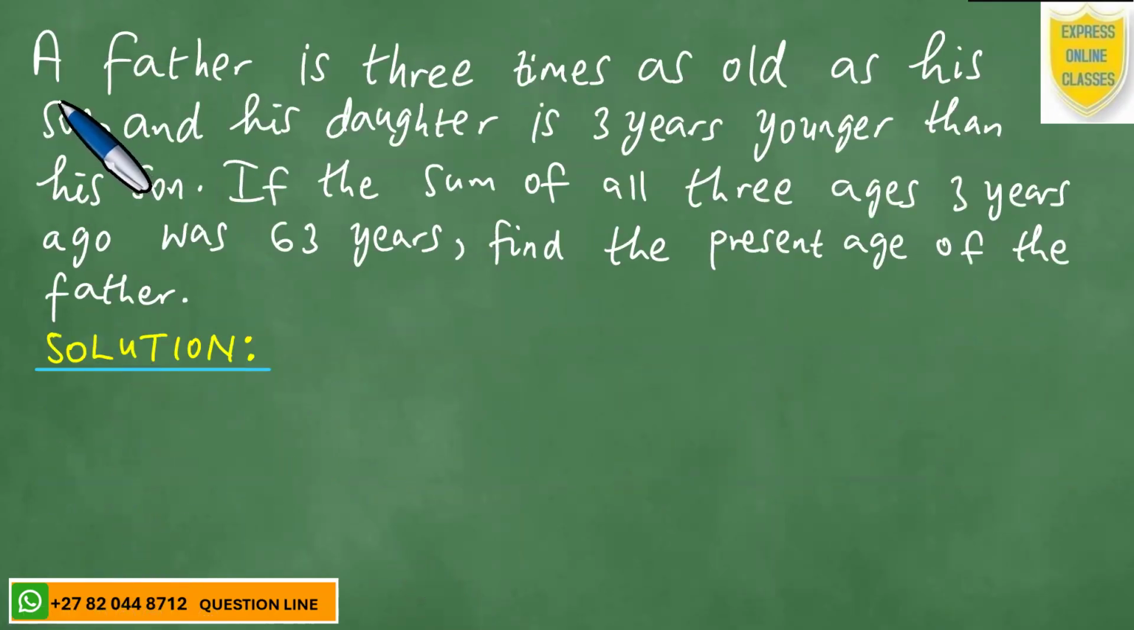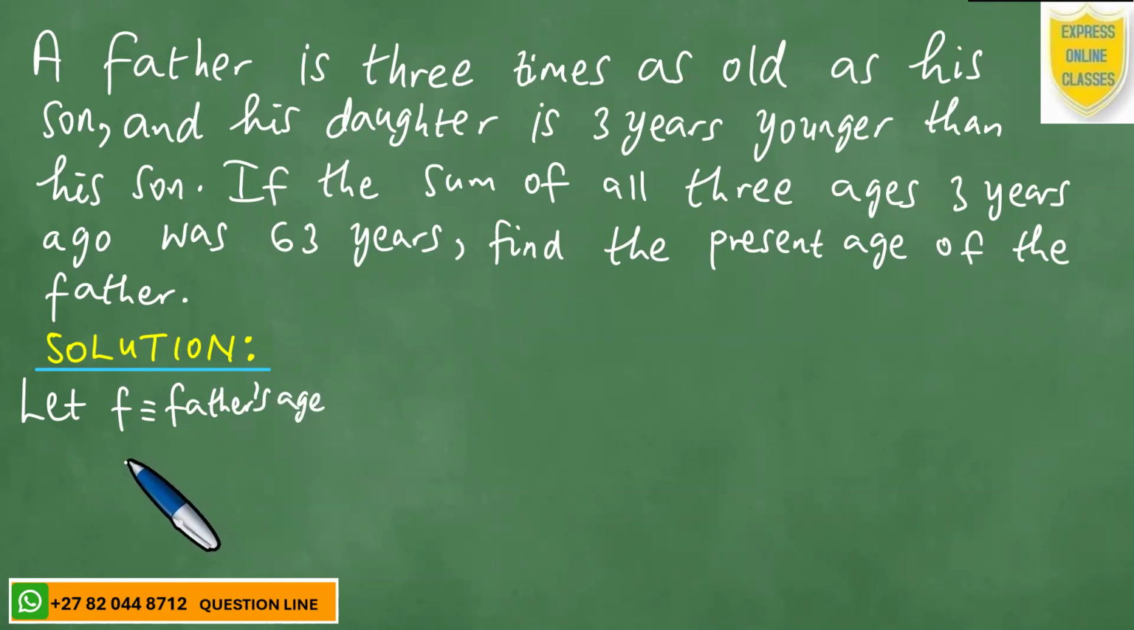We still have the word problem here as shown, and we are told that a father is 3 times as old as his son, and his daughter is 3 years younger than his son. If the sum of all 3 ages 3 years ago was 63 years, find the present age of the father. And so to solve this particular problem, we let F be equal to the father's age.